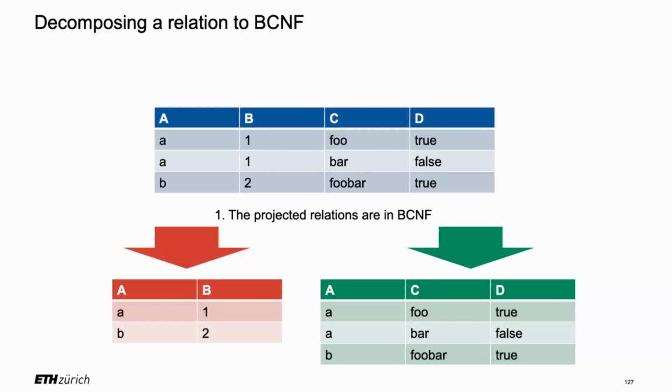It might be that it's more than two tables. Could be three, could be four. You just decompose multiple times. But what you want is that all of the tables at the end must be in Boyce-Codd normal form.